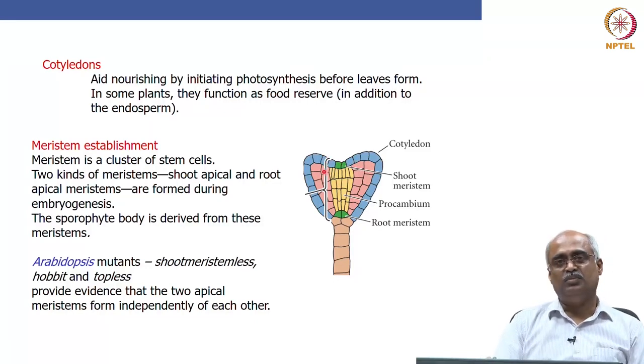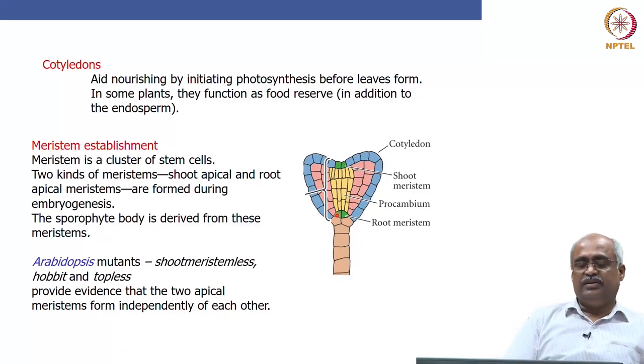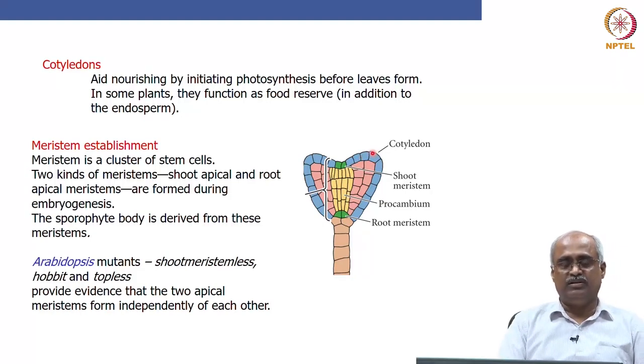And the cotyledons form not from any one specific layer, but from the embryonic tissue in general. So next we are going to look at the meristem establishment. Meristems are nothing but a cluster of undifferentiated cells, equivalent to what we call stem cells in animals, and these are clusters on the apical side in the apical basal polarity, that is the shoot apical meristem, and then this is the root meristem.